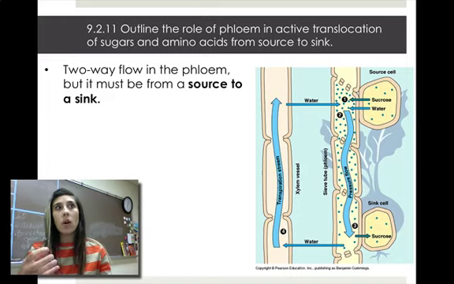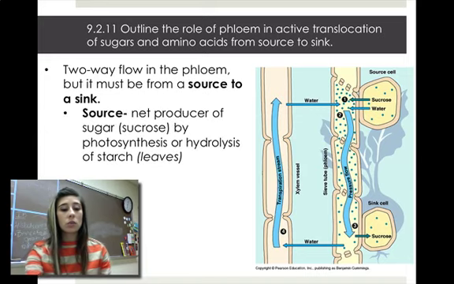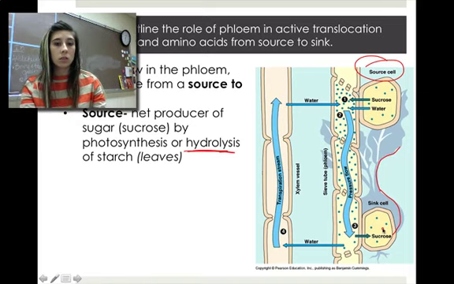Now, the phloem itself has a two-way flow, but if that's going to occur, the flow must always be from a source to a sink. A source is a net producer of sugar or sucrose, as an example, which has been made through photosynthesis, or if we have broken down starch inside of the leaves. Our sources are typically our leaves, and you can see the picture back here. We've got a leaf right here and then some sort of root system. So that's our source, mainly in the leaves.